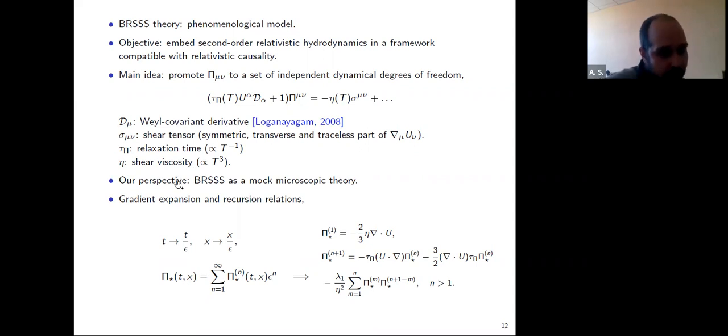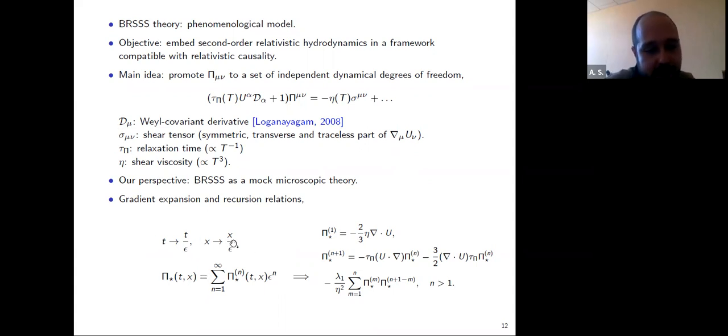So to construct this gradient expansion, we are going to adopt the following approach. We're going to introduce a formal parameter epsilon by a homogeneous rescaling of the spacetime coordinates that you can see here. We are going to put forward an ansatz for the non-trivial component of the dissipative tensor, pi star, which is going to take this form. You have to think of epsilon as a bookkeeping parameter that counts the number of spacetime derivatives. Okay, so the term of order n in the gradient expansion of pi star is going to come with an epsilon to the power n.